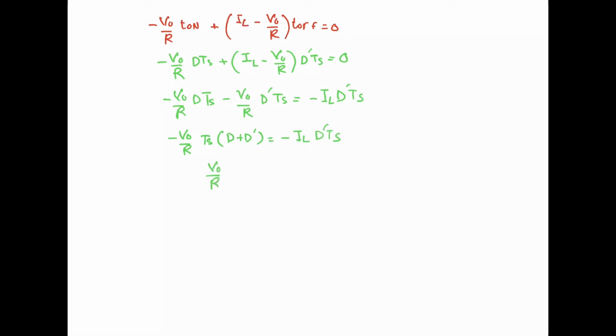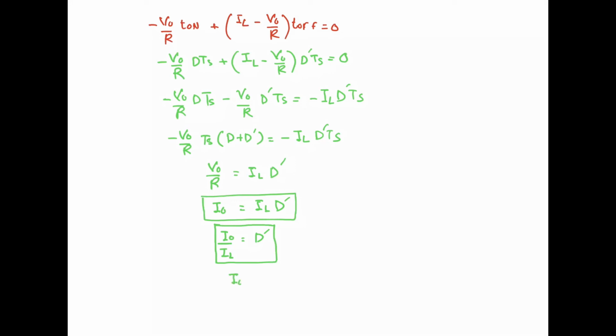So from here V naught by R will be equal to IL into D prime, and the I naught will be equal to IL into D prime, because V naught by R is equal to I naught. So this is the relationship between the output current and the inductor current. So I naught by IL, that is equal to D prime, right? So from the ampere second balance, you are looking for the relationship between the output voltage and output current and the inductor current. And what is the inductor current?